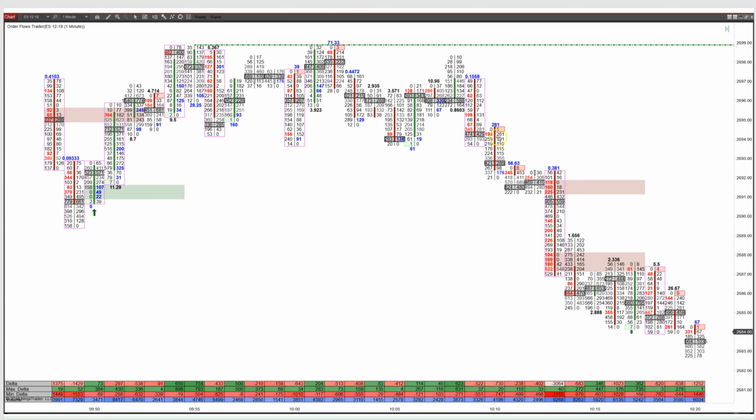Okay, like here. Well, it's not a pullback because we opened here and just traded down, but you should get the idea of what's going on. This is a minute-based chart.